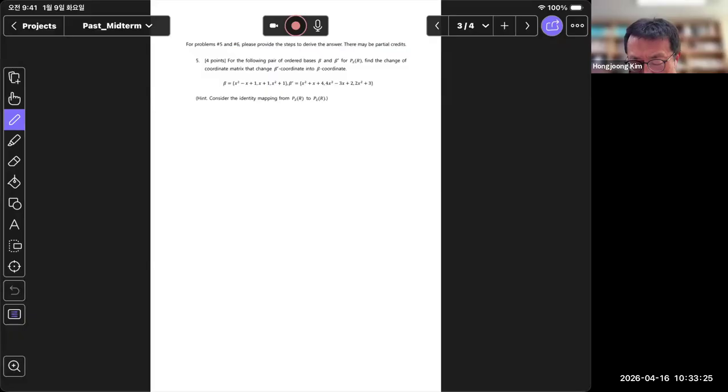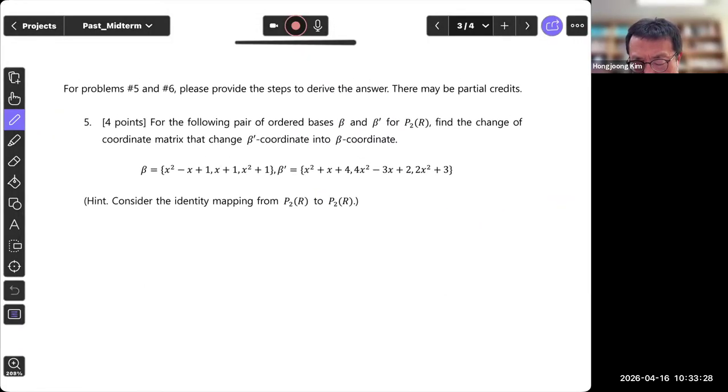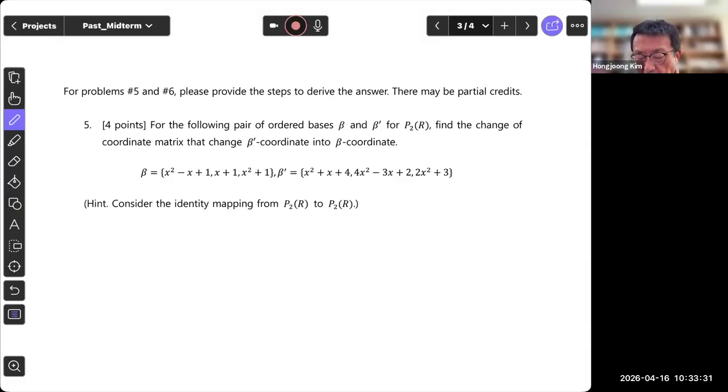And number five, I have the following problem. I gave two bases, beta and beta prime, for the P2 space, and I'm asking to find the change of coordinate matrix from beta prime to beta coordinate. For this problem, I'm asking you to provide each step to derive the answer. If you have such a problem, then you need to write down all the steps in detail.